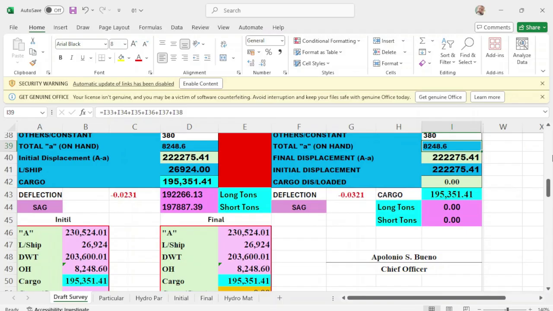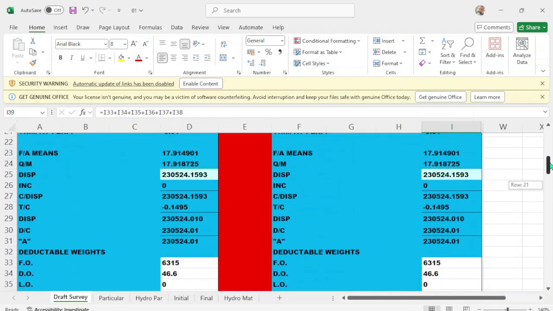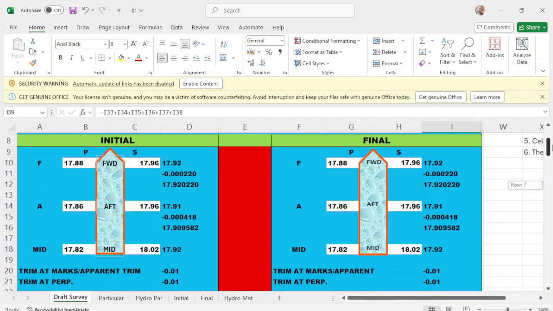Okay. Now I will remind you again. Most common errors are the mistyping of the numbers. So always make sure that you have typed in the correct numbers from initial and final.